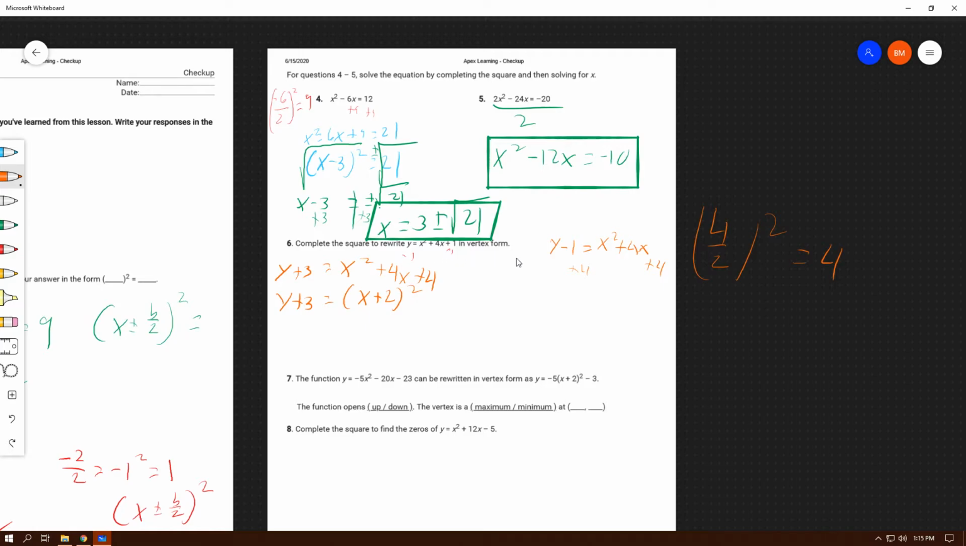And then for me to get into vertex form, I need to get the y by itself. So I subtract both sides by the 3. I get y equals x plus 2 squared minus 3. This is vertex form. So if they ever say vertex form, that's what they're talking about. This form up here is called standard form, just in case they ever ask the difference.